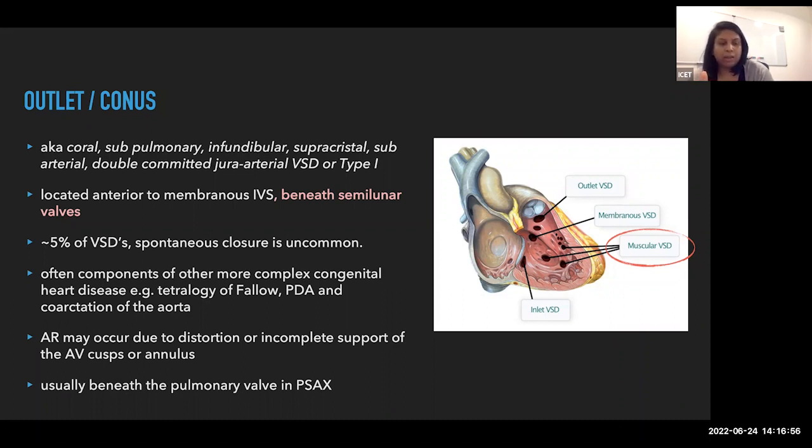And again, same as the perimembranous ones, these can also be associated with, sorry, another one. Ben. Hi, Ben. Oh, it's slow to join. Welcome, Ben.